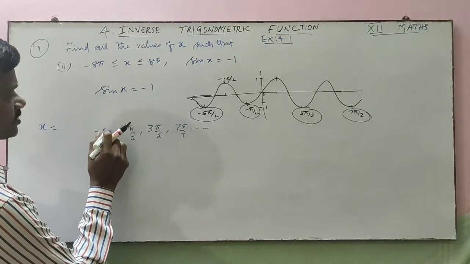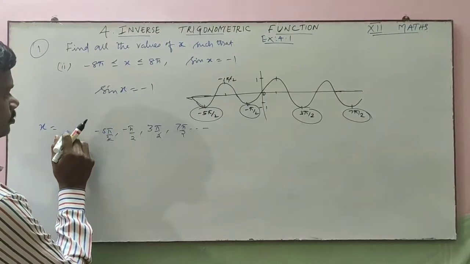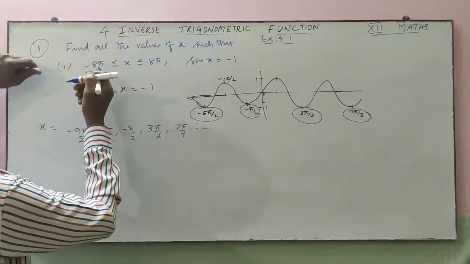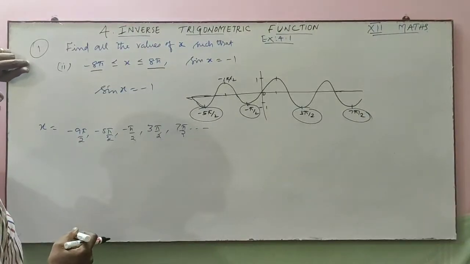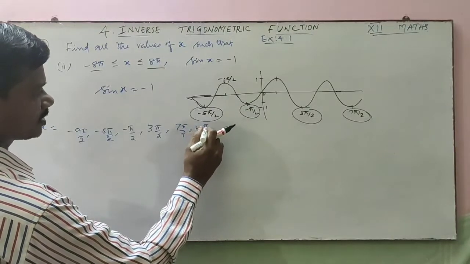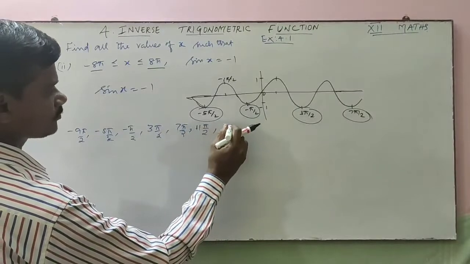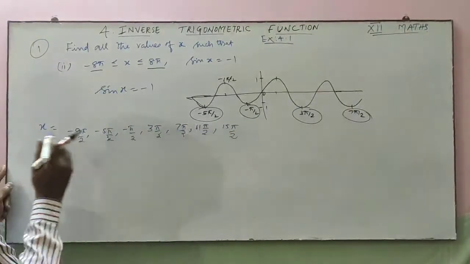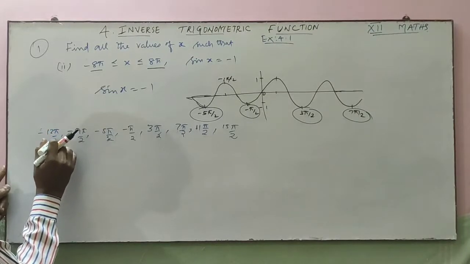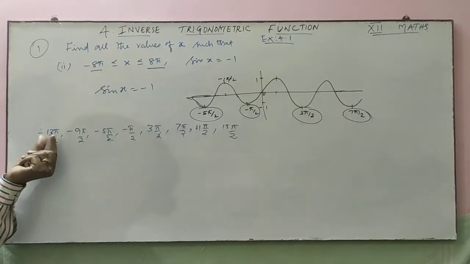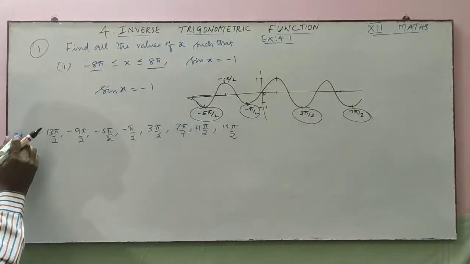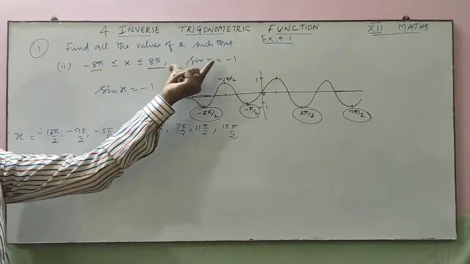To the left side, here minus 5 pi by 2, and then minus 9 pi by 2, like that it goes on. But we have to restrict the values up to minus 8 pi to plus 8 pi. So 7 pi by 2 plus 4 gives 11 pi by 2. 11 plus 4 gives 15 pi by 2. I am going to stop with this. Here minus 13 pi by 2. If I add 4, 17 pi by 2. 17 pi by 2 is more than 8 pi. So I have to stop with this value. So for these values, the sin x is minus 1.